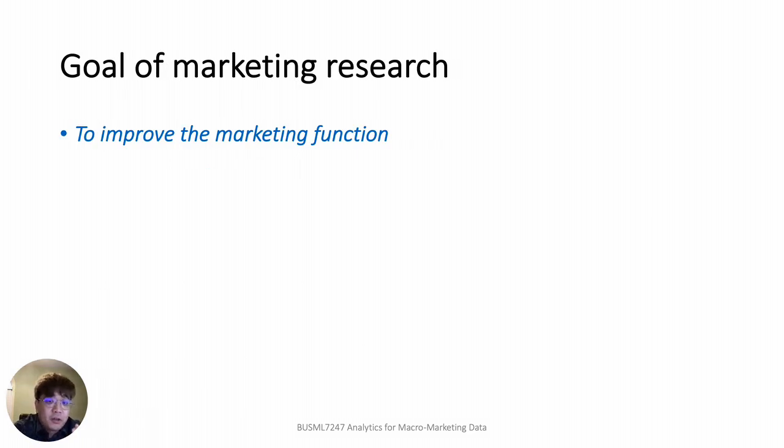In the definition, the goal of marketing research is to improve the marketing function. Here, the marketing function means a decision-making faced by marketing managers. The managers cannot handle all of the decision-making problems by themselves. They sometimes seek evidence that can justify their decision-making through marketing research.